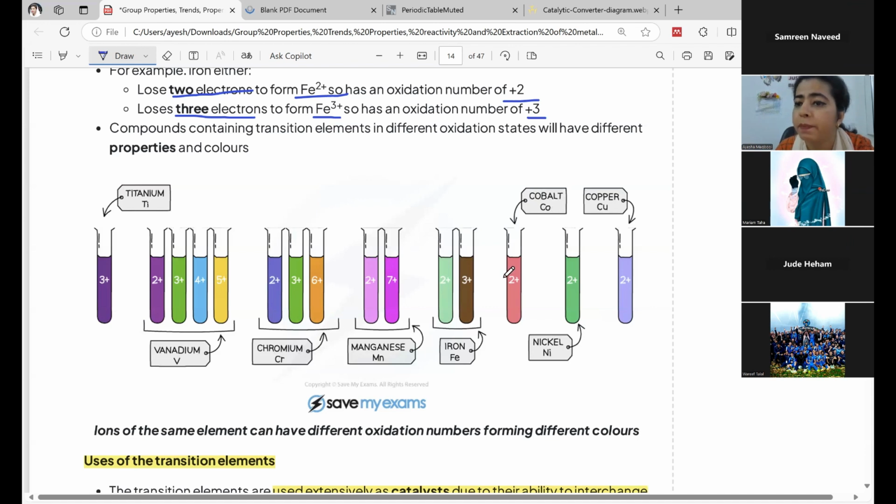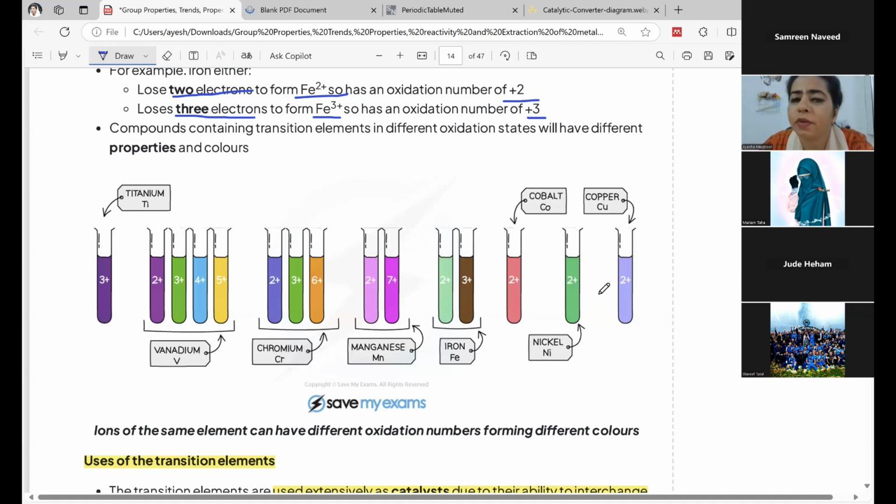Cobalt has 1 possibility, plus 2. Nickel has 1 possibility, plus 2 with green color. Copper has 1 possibility, plus 2 with light violet or blue color. So like this, they have different possibilities. There is no trend in transition metals in how many oxidation states they may have, so how can we remember?